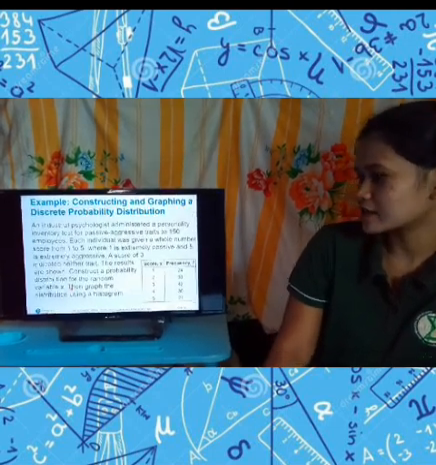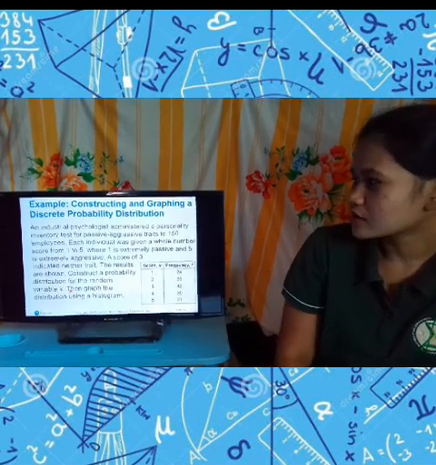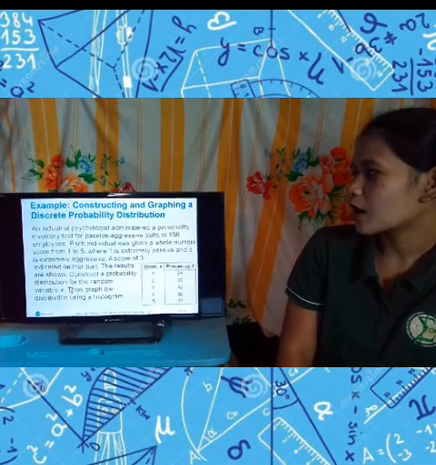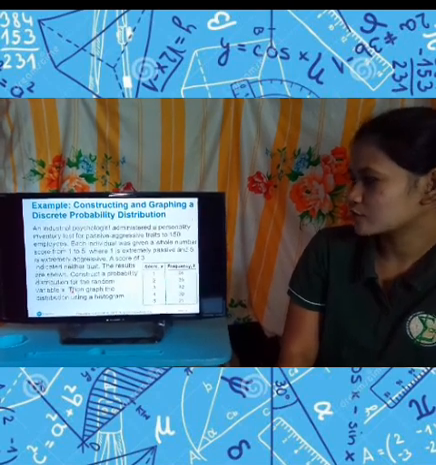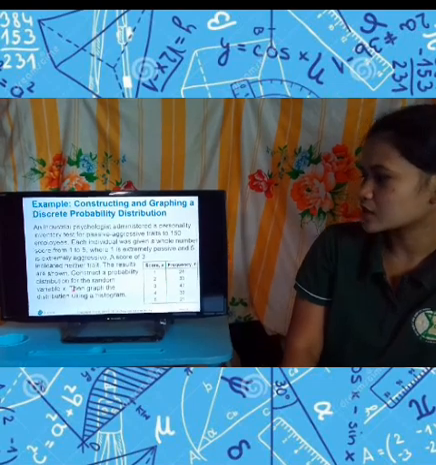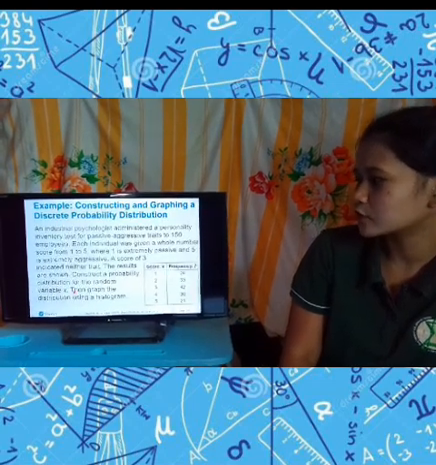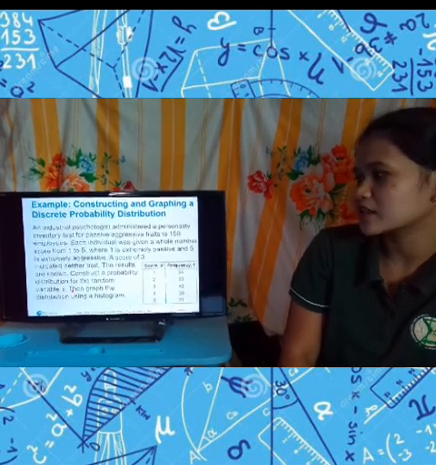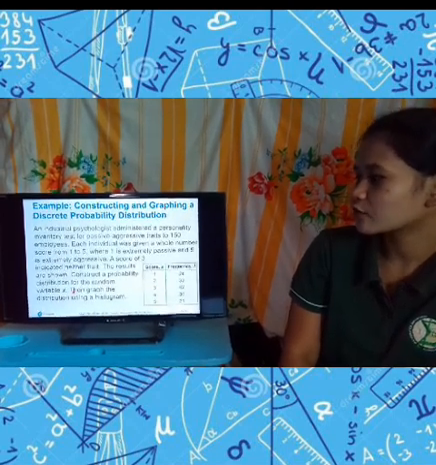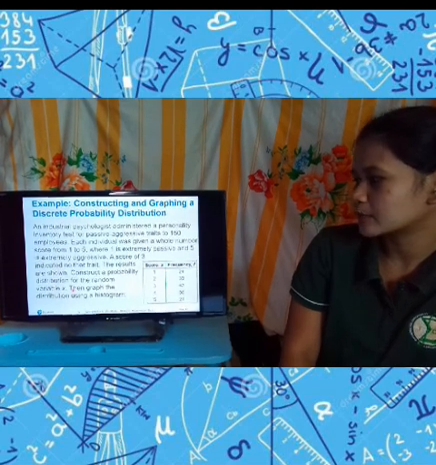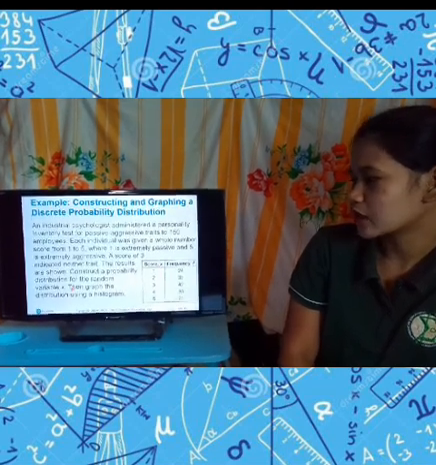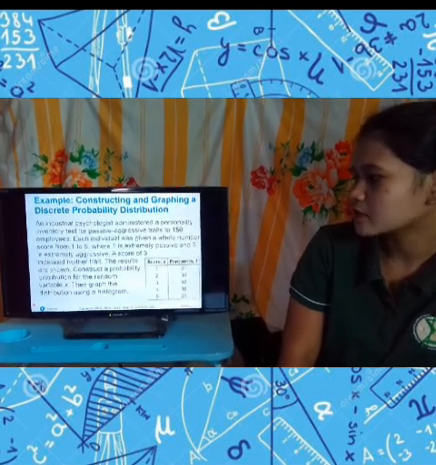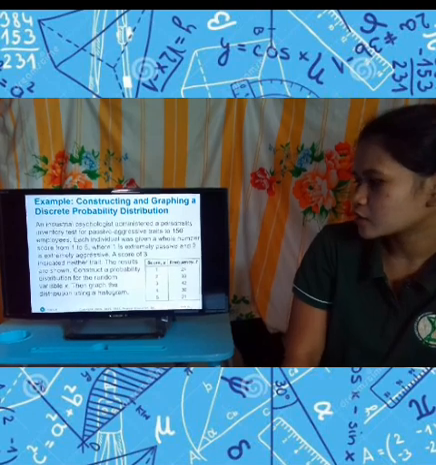So now let's have an example. An industrial psychologist administered a personality inventory test for passive-aggressive traits to 150 employees. Each individual was given a whole number score from 1 to 5, where 1 is extremely passive and 5 is extremely aggressive. A score of 3 indicated neither trait. The results are shown. Construct a probability distribution for the random variable x, then graph the distribution using a histogram.